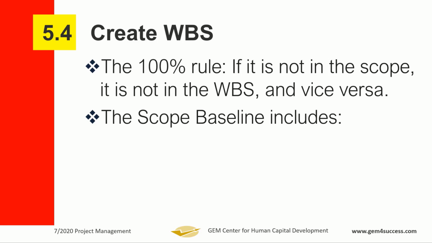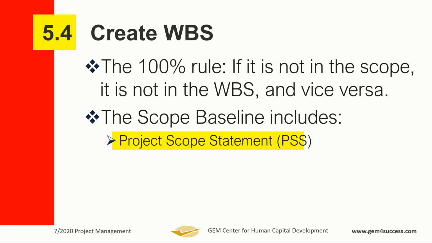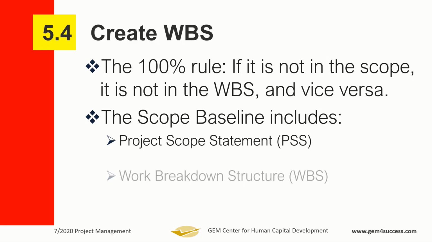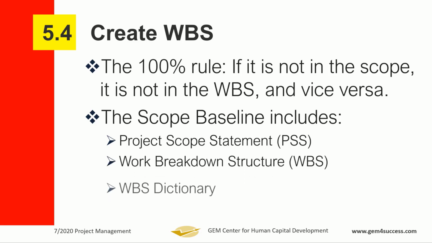So we have our scope baseline. At this point in time that we have created our WBS, we have what we call a scope baseline. The scope baseline is a combination of 3 documents. You have your project scope statement, which is essentially the scope that we created when we defined scope, then the WBS you are creating now, and then a third document called your WBS dictionary. These three documents come together to form the scope baseline for the project. What's the WBS dictionary? We'll discuss this shortly.